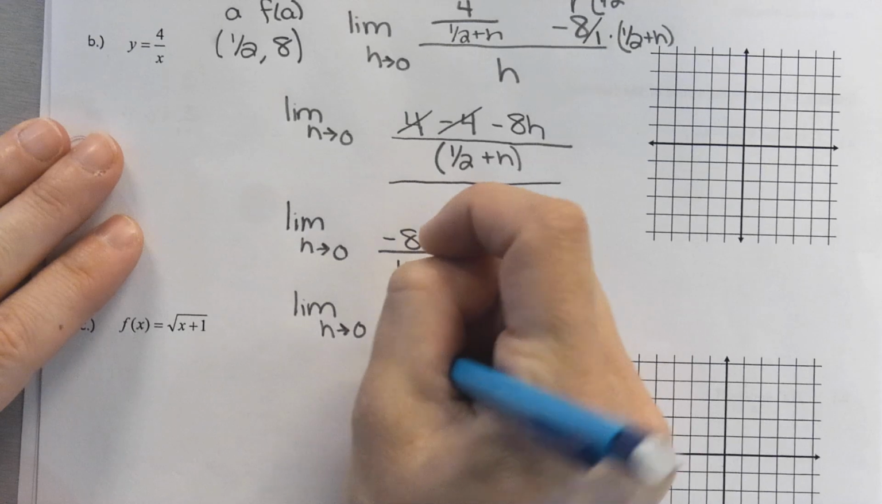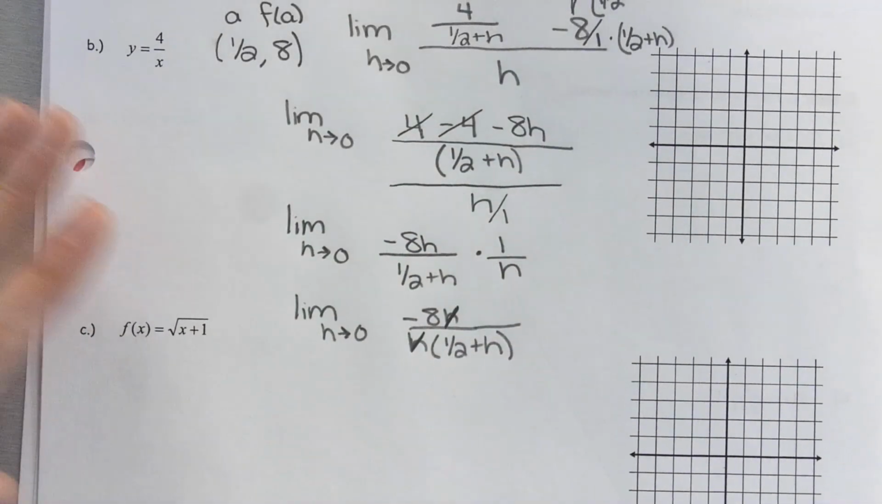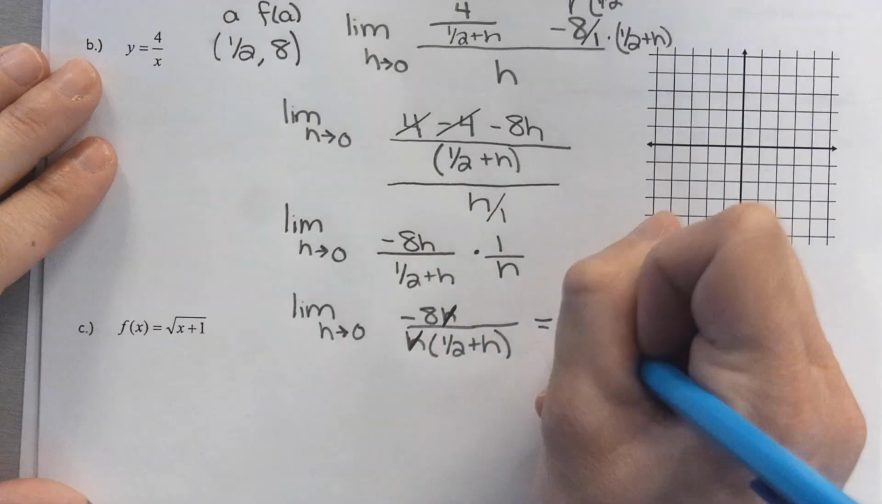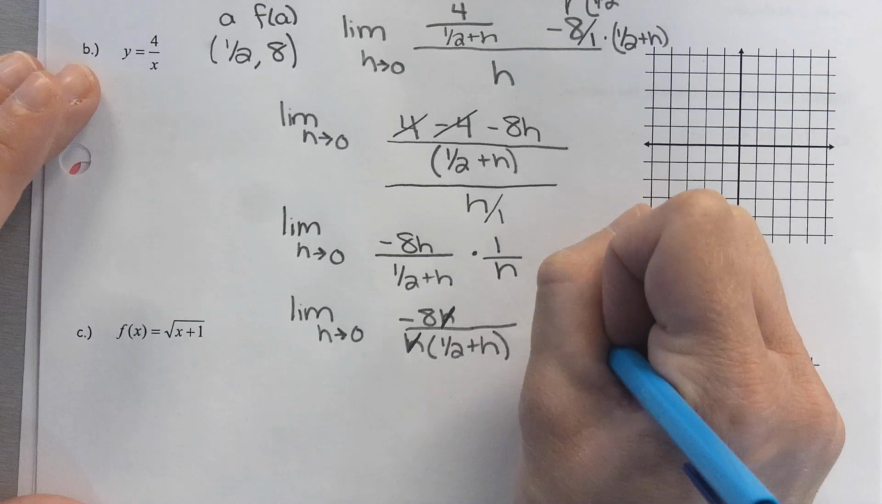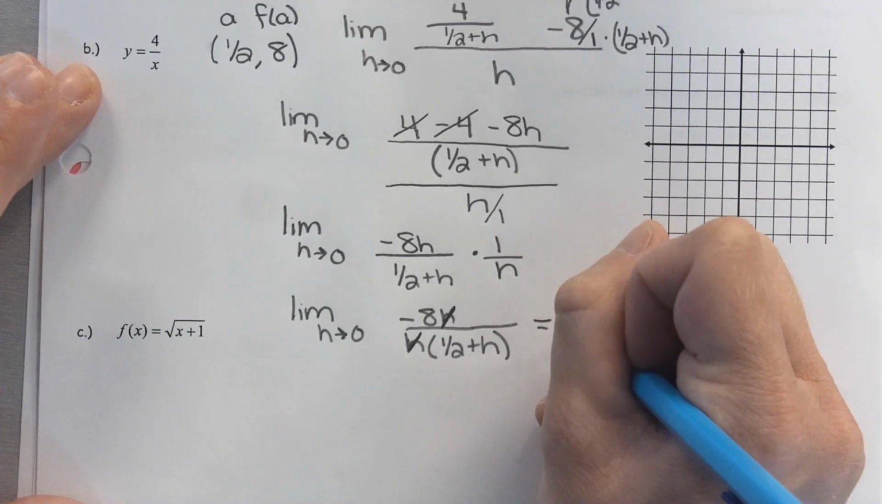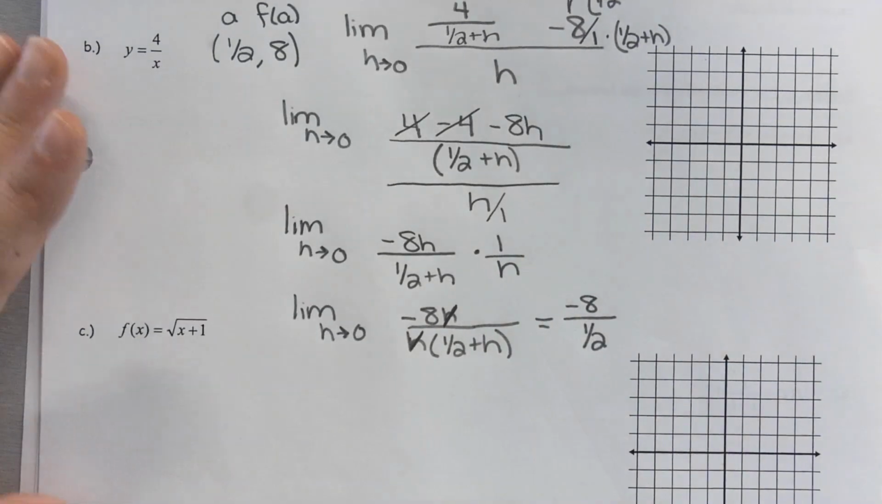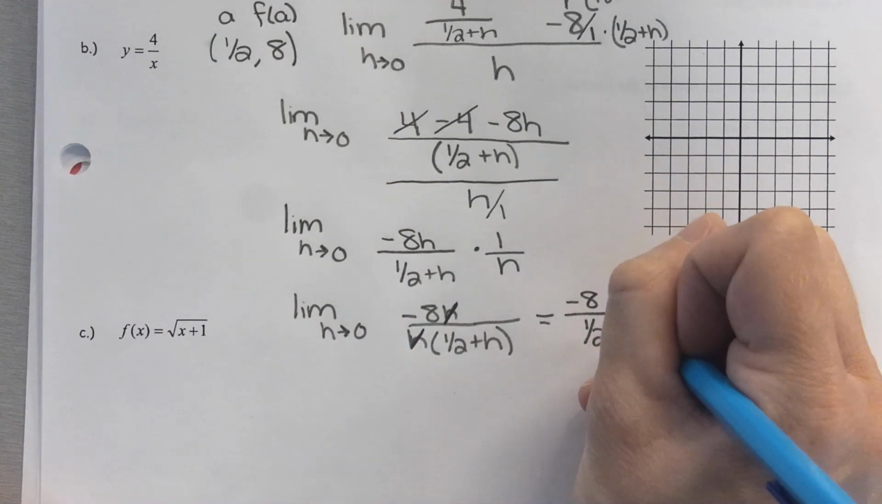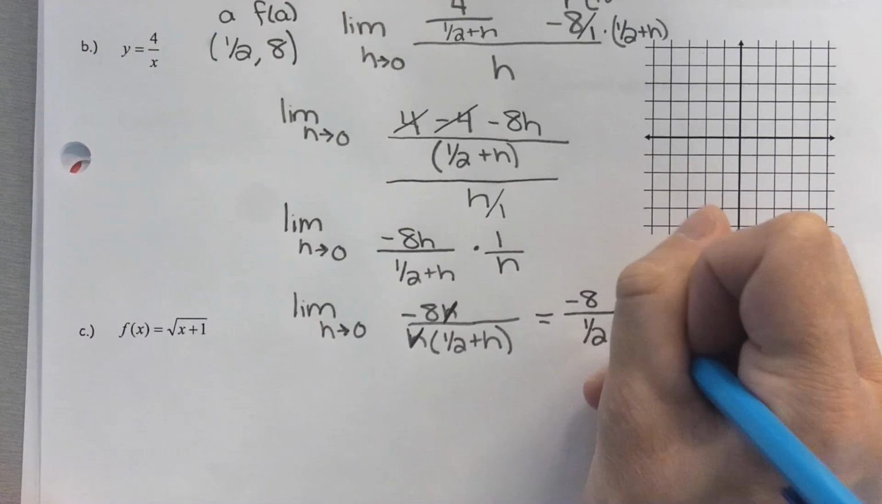The h's can cancel, so gone and gone some more. Now can I plug in 0? Okay, so watch what happens when I actually plug in 0. So I lose the limit because I'm actually plugging it in. Negative 8 over 1/2 plus 0 is just 1/2. And what is negative 8 divided by 1/2? Negative 16.